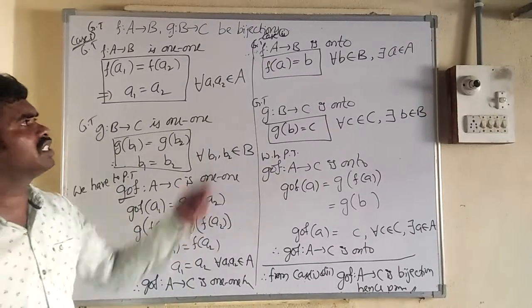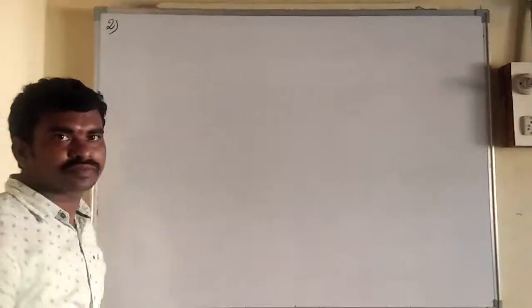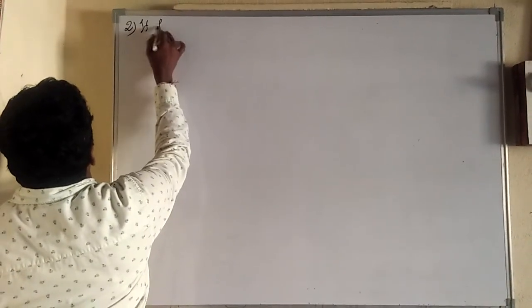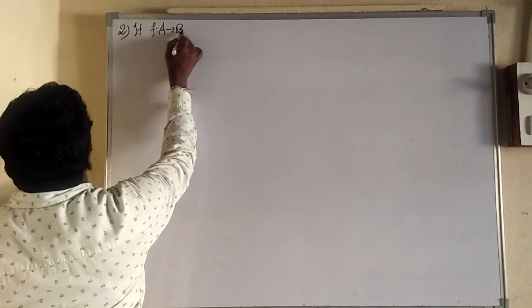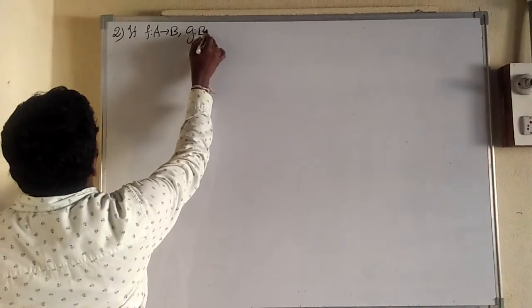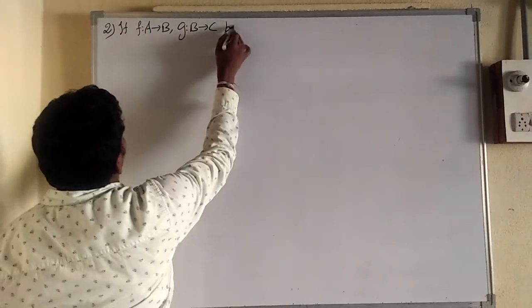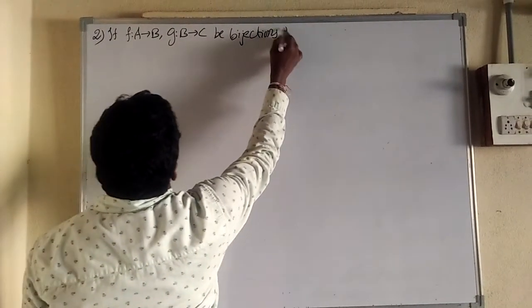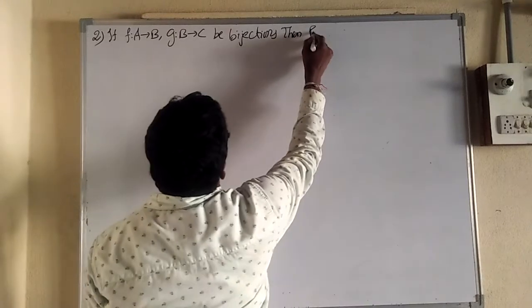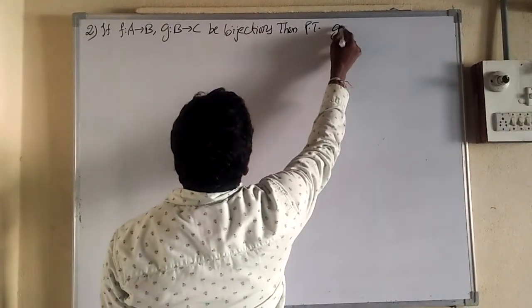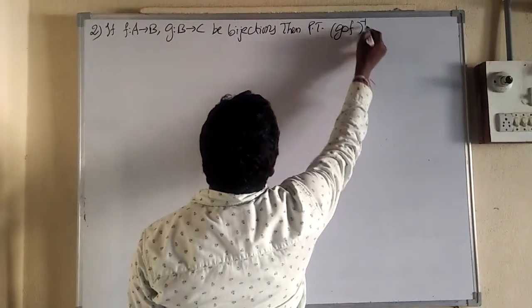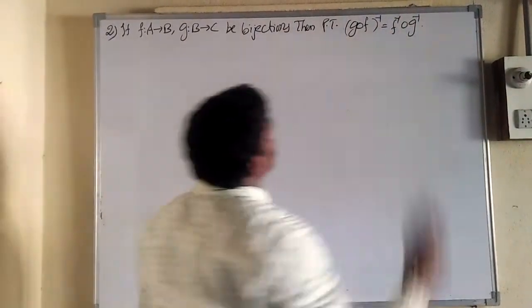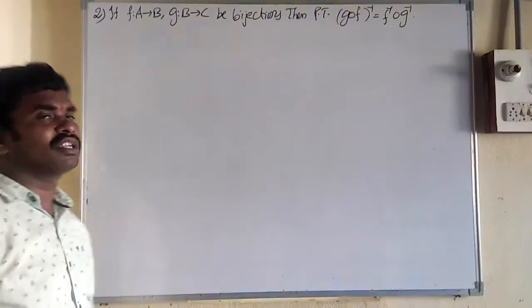And let's see what the second question is. Second long question. If F maps from A to B and G maps from B to C are bijections, then prove that (G circle F) whole inverse is equal to F inverse circle G inverse. This is also very important.